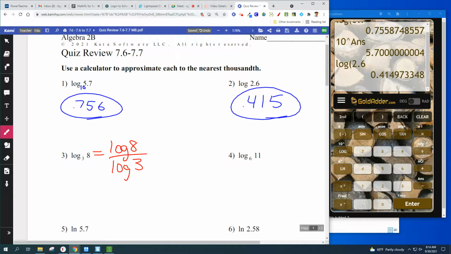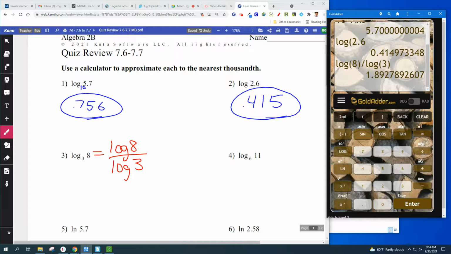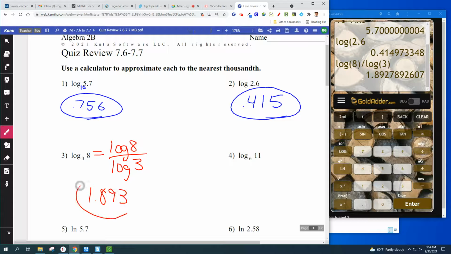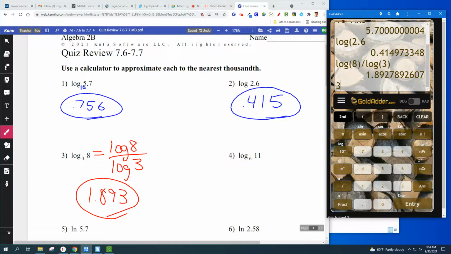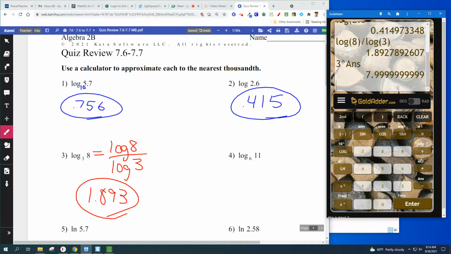Basically what we're doing is changing it into a base 10 so we can enter it in on our calculator. We can do log 8, we can do log 3, we can do log 8 divided by log 3. So over on your calculator, log 8 divided by log 3 is your answer, 1.893. And again, what we've done is we found the exponent that makes 8. Base 3 to the 1.89 power or whatever is 8.